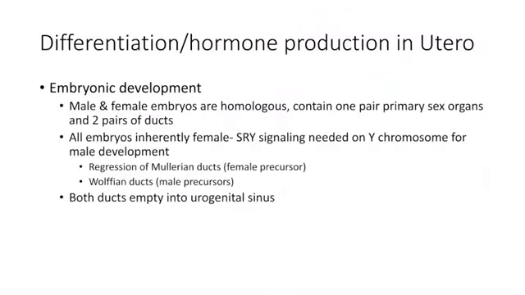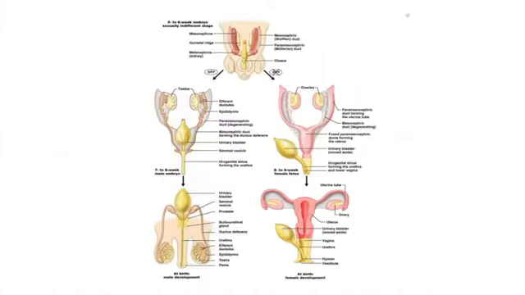All right, so next up is differentiation and hormone production in utero. This is just something to be aware of in understanding how we get embryonic development. So you have both male and female embryos that are homologous. They contain one pair of primary sex organs and two pairs of ducts. So very important: one pair of primary sex organs, two pairs of ducts. Well, what does that mean? So let's take a look here.